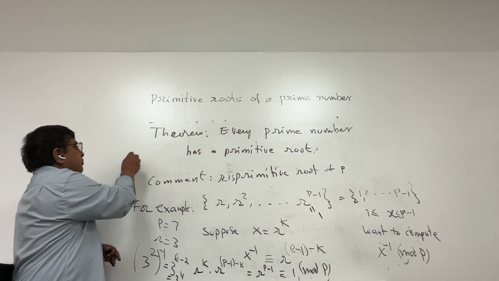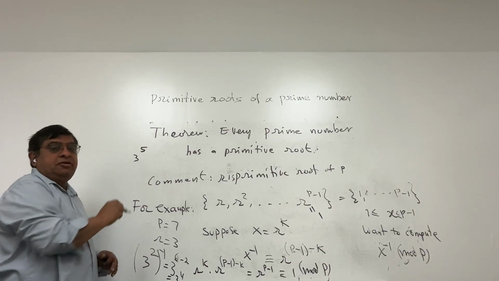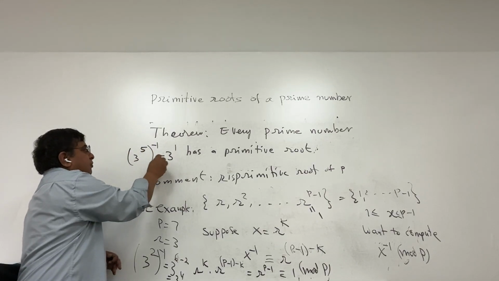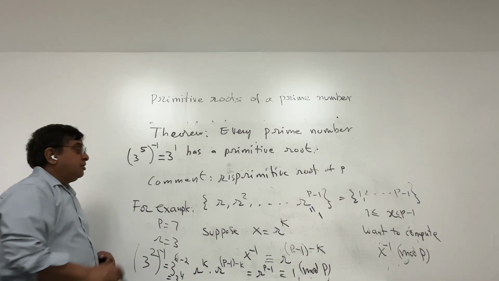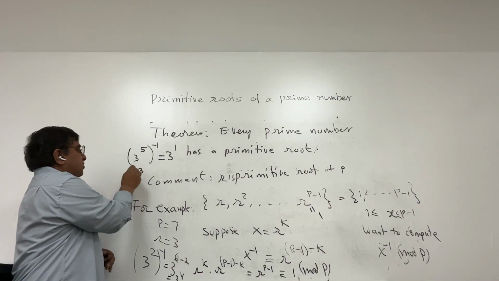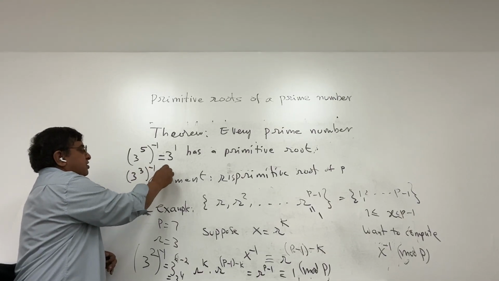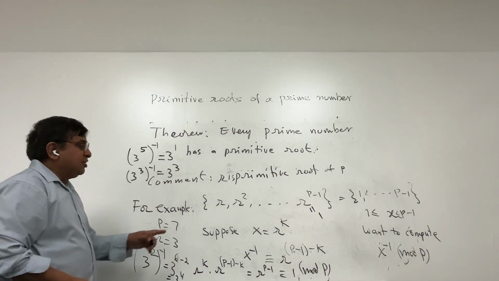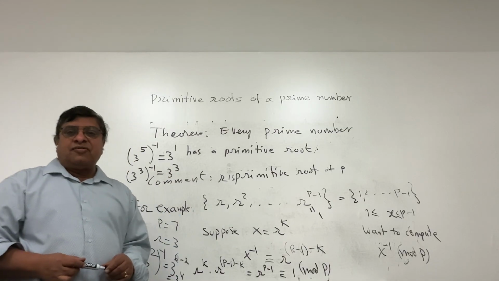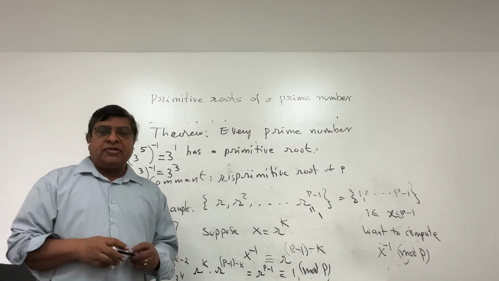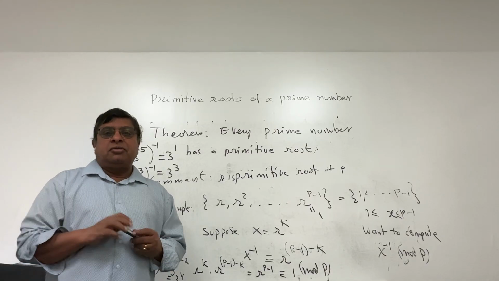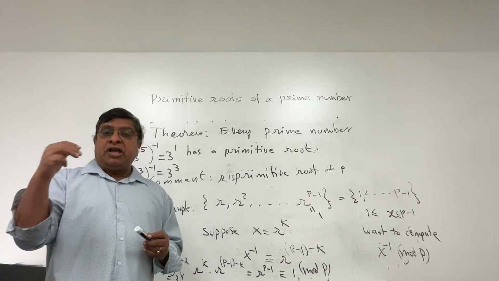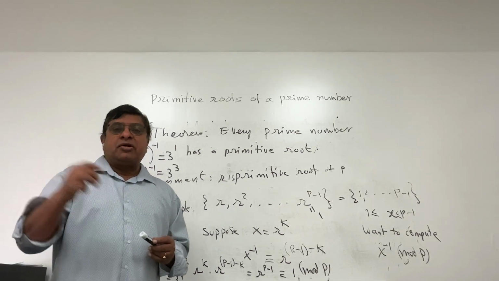For example, what's the inverse of 3 to the power of 5? The inverse of 3 to the power of 5 is 3 to the power of 1. Why is that? 5 plus 1 is 6. What's the inverse of 3 cubed? 3 cubed inverse is 3 cubed, because 3 cubed times 3 cubed is 3 to the power of 6. So if you write it this way, it's easy to find the inverse. That's one advantage. In the next video, I'll introduce you to discrete logs, base a primitive root of a prime. Thank you.